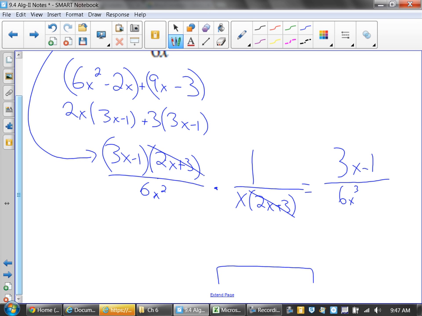That's fine, but as soon as you tack on a binomial, you can't do that simplification anymore. All right?